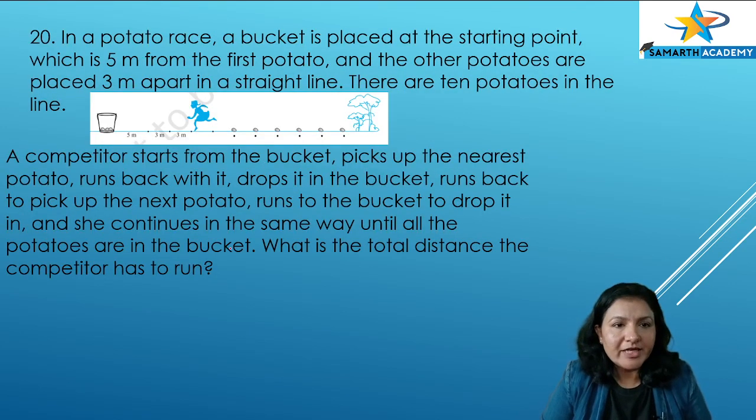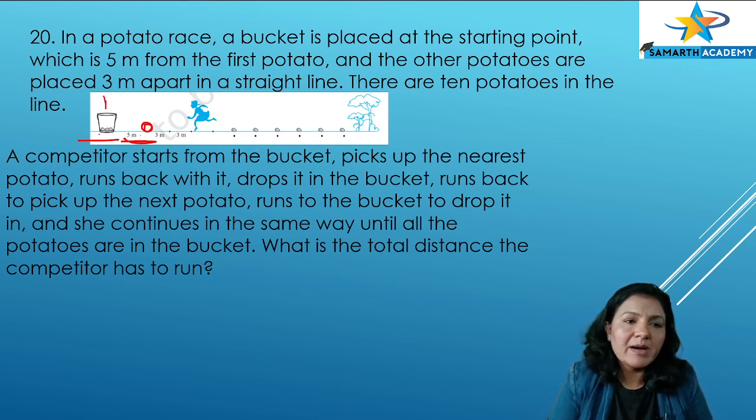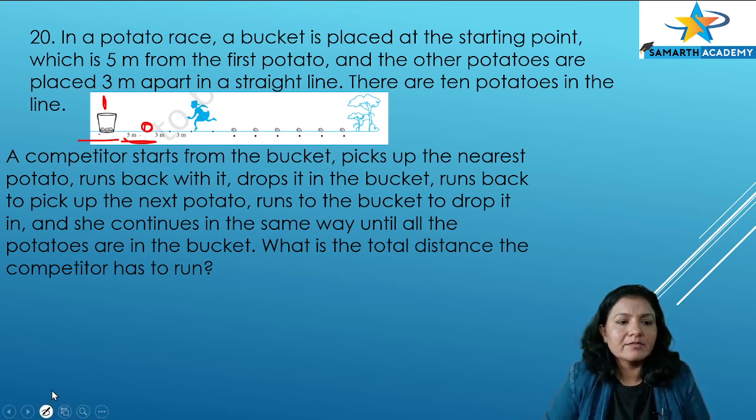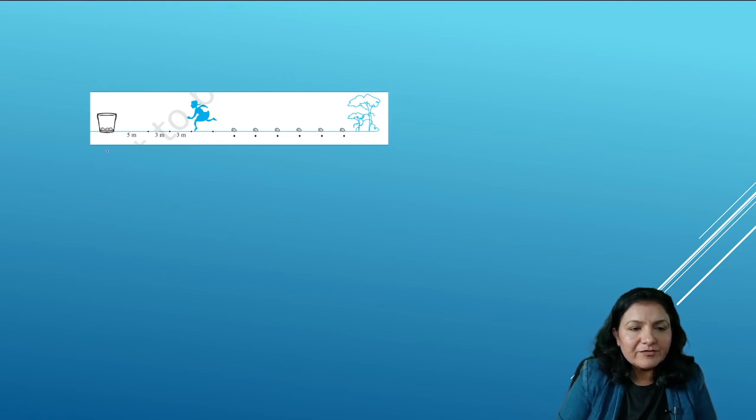Here, in a potato race, a bucket is placed at the starting point, which is 5 meters from the first potato. Here is a potato. So the bucket is placed 5 meters from that. After that, consecutive potatoes are 3 meters apart. What is the total distance the competitor has to run when she is starting from the bucket? So we'll first write the distance. The competitor is here. She has to go this distance, come back. So the distance traveled is 10 meters.